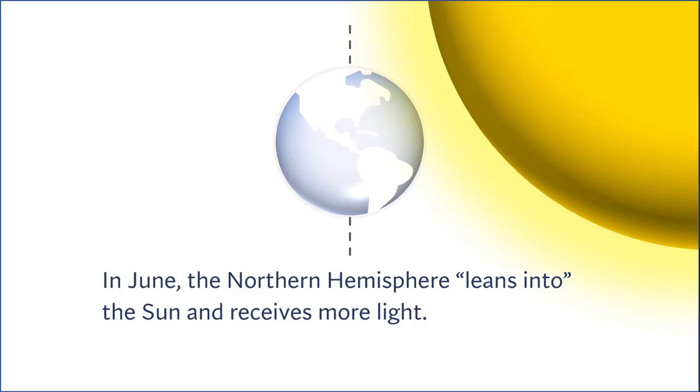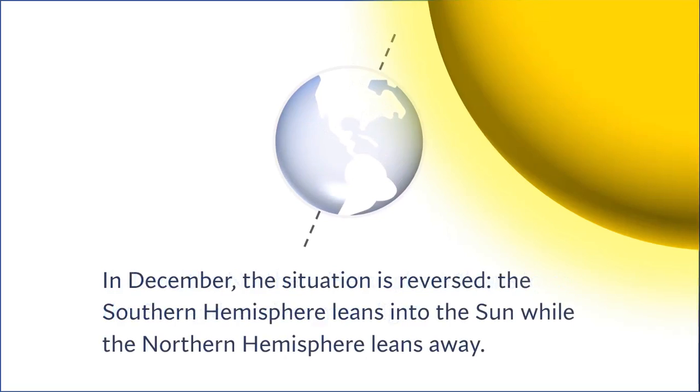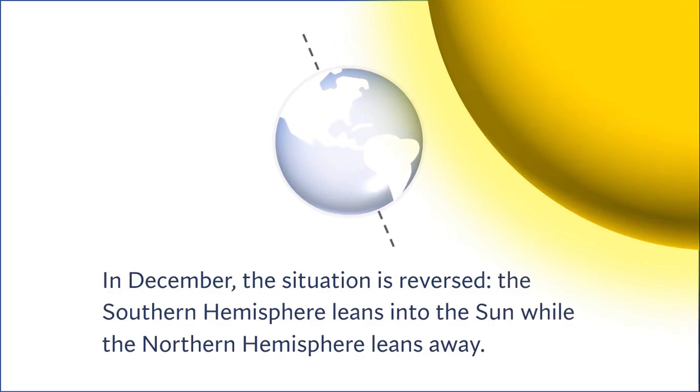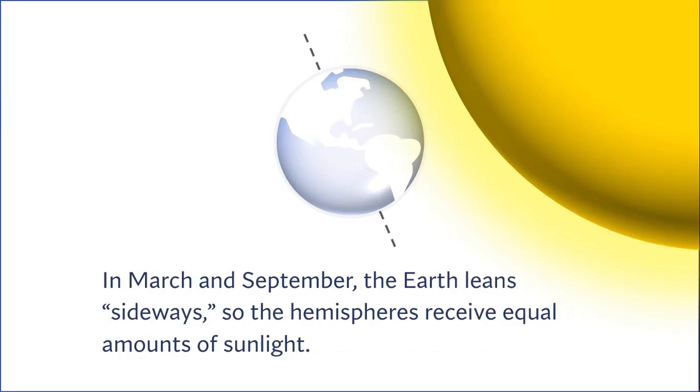In June, the northern hemisphere leans into the Sun and receives more light. In December, the situation is reversed. The southern hemisphere leans into the Sun, while the northern hemisphere leans away. In March and September, the Earth leans sideways, so the hemispheres receive equal amounts of sunlight.